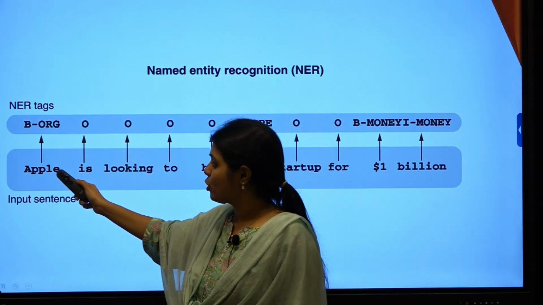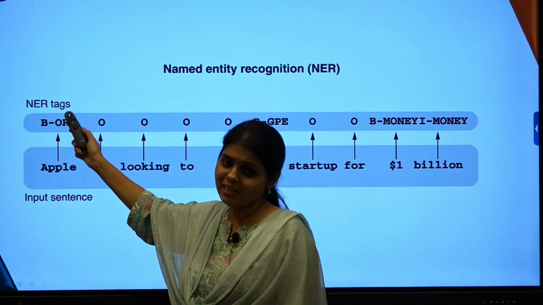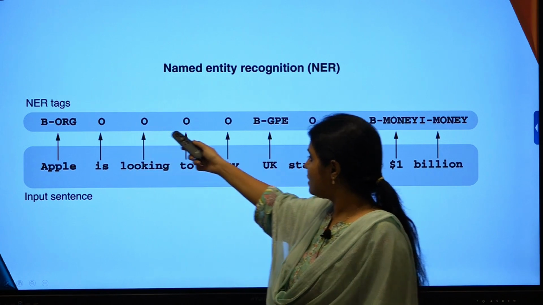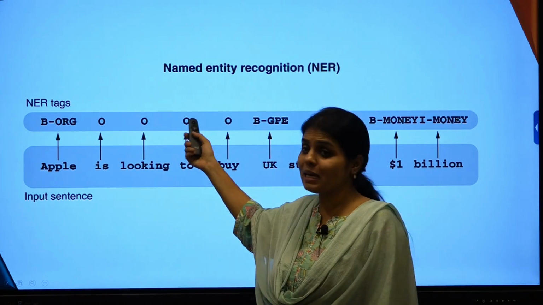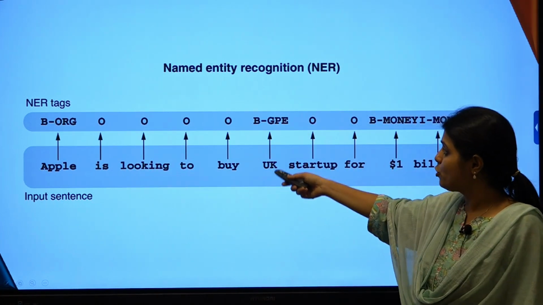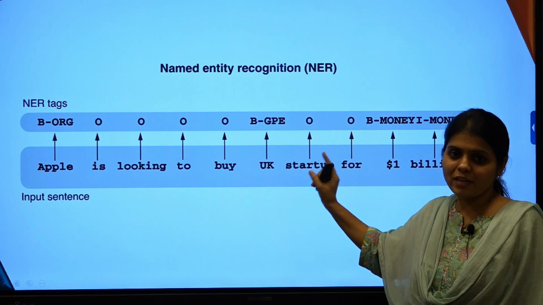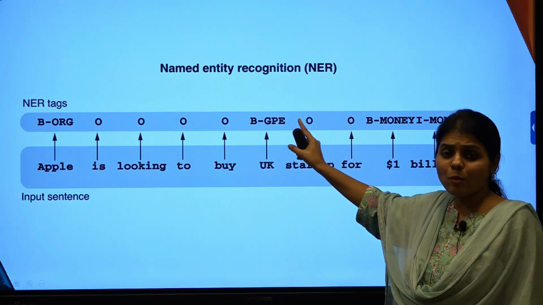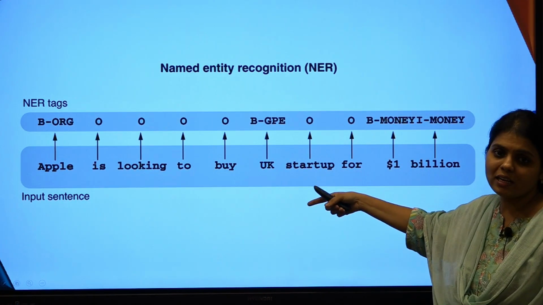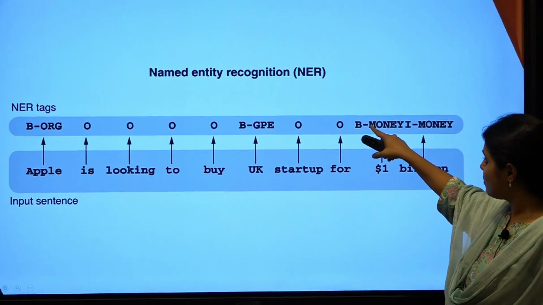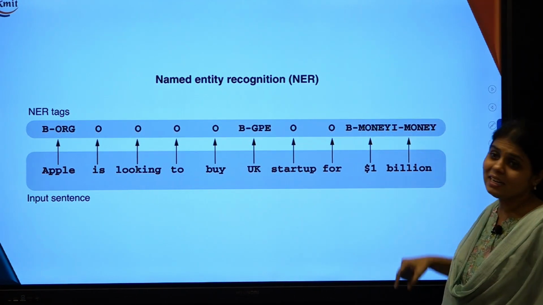Okay, Apple occurs only once, which is an organization, so it is the beginning. Organization is the entity which was identified and it is the beginning, and then all the other words which do not have NERs would be labeled as outside the spans. That doesn't have any NERs, so we'll label them as outside the spans. And when I talk about UK, it is the beginning of GPE. GPE is the first NER identified in the GPE category, so I write B. If suppose I have another GPE, I write I-GPE. Okay, so startup does not have any NER, so I put it as O, and then $1, the money, is the beginning of the money, billion is again money which is repeated, so hence we write I-money.